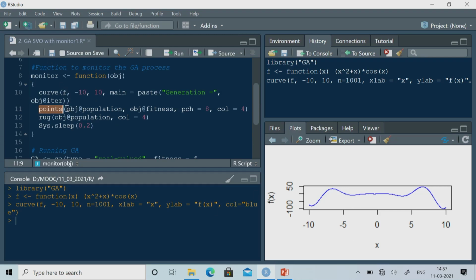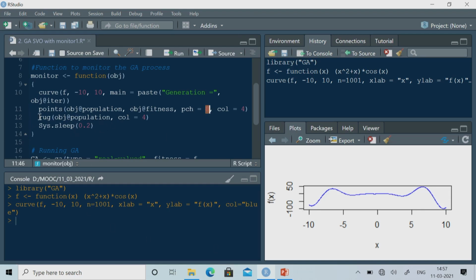Here the population is given by objective@population. Within GA, using the at-the-rate symbol, we will get the population. So, objective@population will give you the population. This is the x axis value, and on the y axis this is the objective fitness value. Then I am putting pch 0.8, which will give a shape, and color I am using 4, and then rug. It will give you the location of this particular population on the x axis.